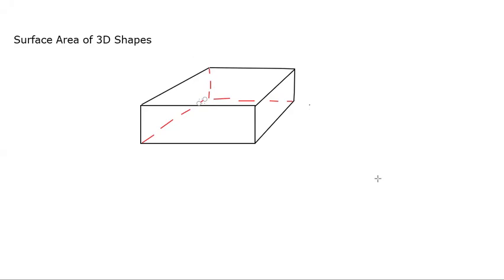Okay, here's our rectangular prism, and we want to find the surface area. So the surface area is simply the area of the surface. We're not talking about anything inside. It's the area of all the sides added together. Total area of all sides. That's your surface area. How many surfaces are on the outside of a cereal box?